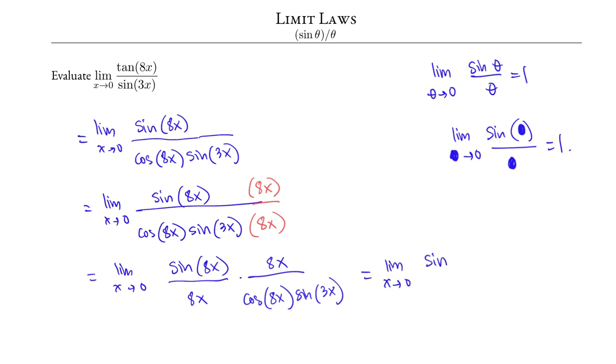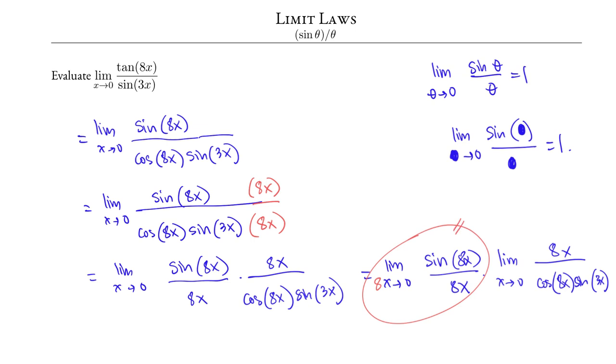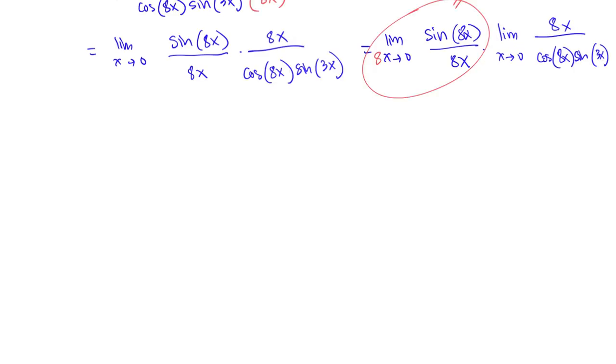The limit as x goes to 0 of sine of 8x over 8x times the limit as x goes to 0 of 8x over cosine of 8x times sine of 3x. Now as x goes to 0, 8x also goes to 0. And so this limit is 1. We simplify the limit to obtain the limit as x goes to 0 of 8x over cosine of 8x times sine of 3x.